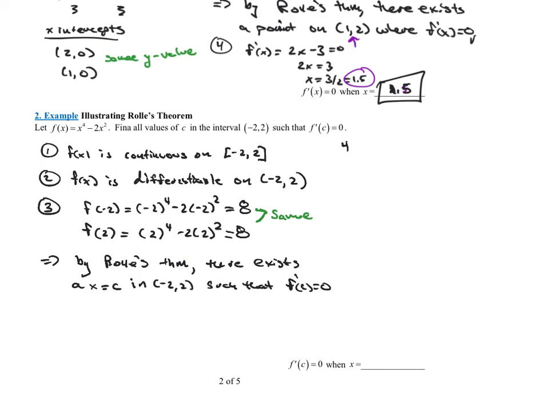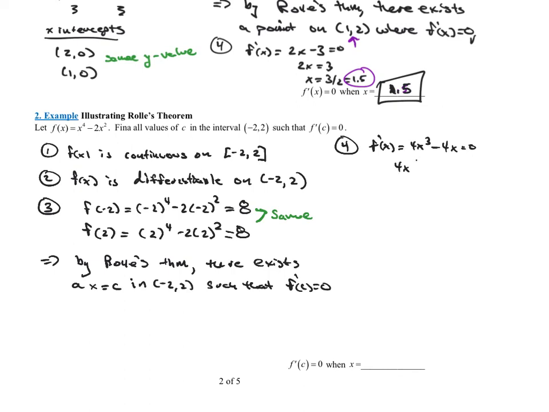Now we're going to go on to step 4, and we're going to find the dang point. Again, this is just the end of the problem. This is not the guts of the problem. The guts of the problem is Rolle's theorem, so make sure you have those first 3 steps. So let's find the derivative. The derivative of x to the fourth is 4x cubed, and the derivative of minus 2x squared would be minus 4x. We want to set that equal to 0.